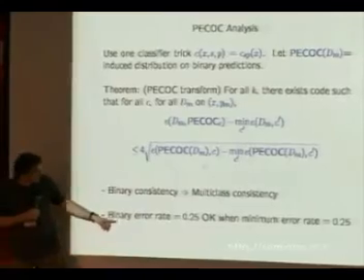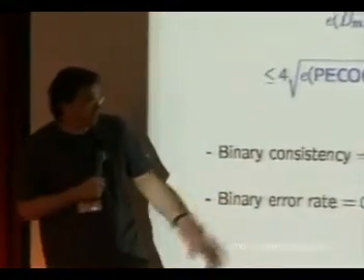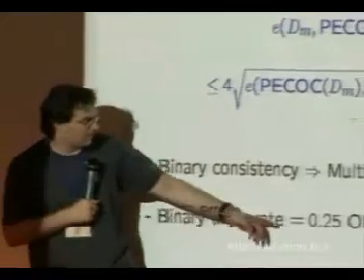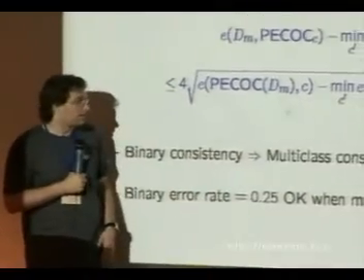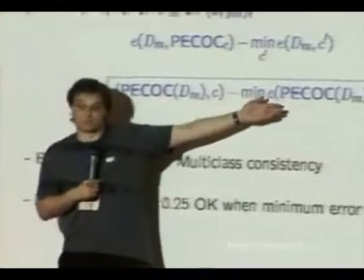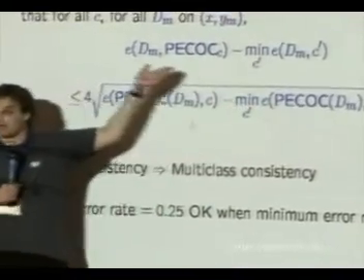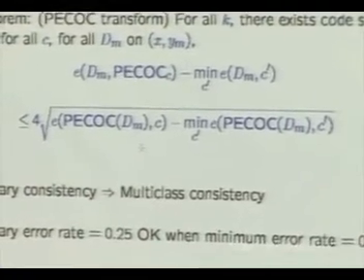It also says that when the binary error rate is 0.25, that could be okay. So in particular, maybe you just have a naturally noisy problem, and then the binary error rate is 0.25, but the minimum possible error rate is also 0.25, and then you must be getting the best possible multi-class predictor.